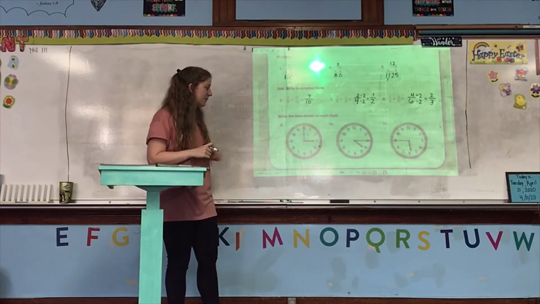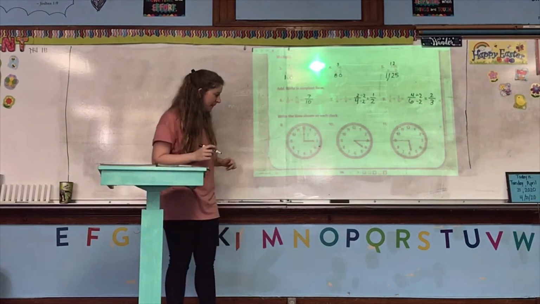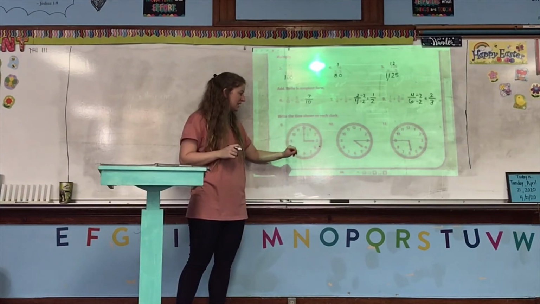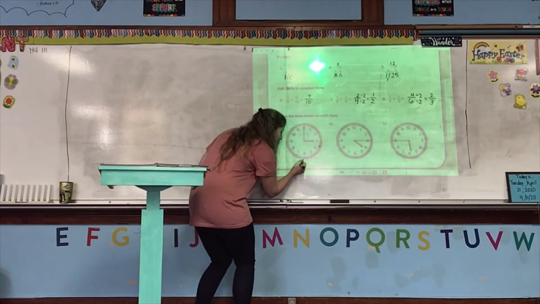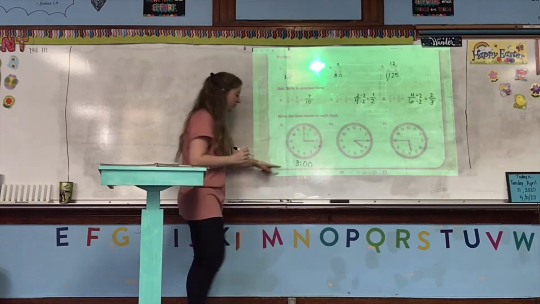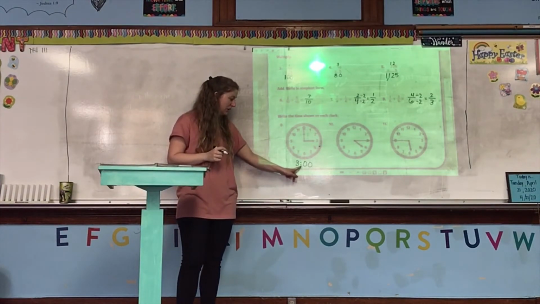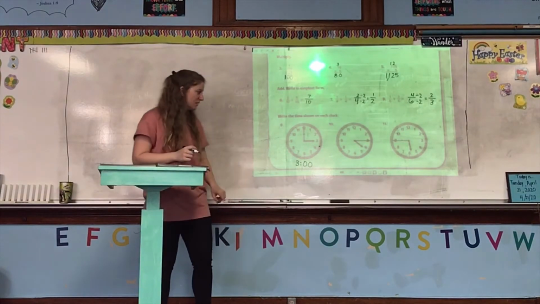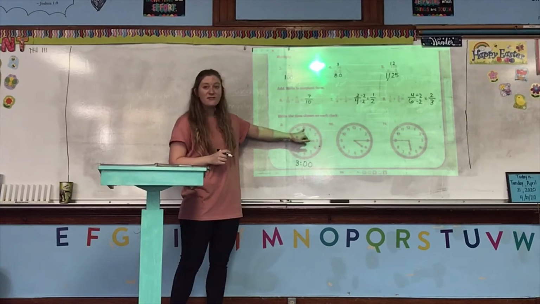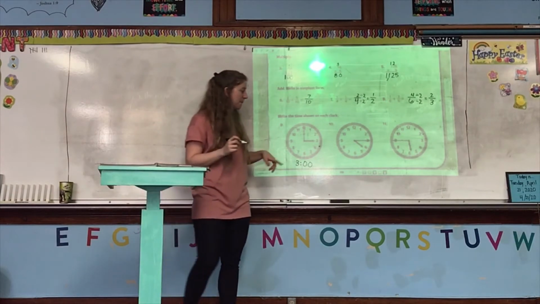Okay, number 9. We see that the minute hand is on the 12 and the hour hand is on the 3. Whenever the minute hand is on the 12, whatever number the hour hand is on is what time it is. So that means this clock shows 3 o'clock. Remember, this is how we write a time. We write the hour, and then a colon, and then the minutes. We know the hour hand is on the 3. If the minute hand is on the 12, that shows 0 minutes.